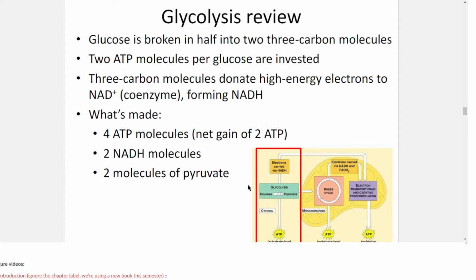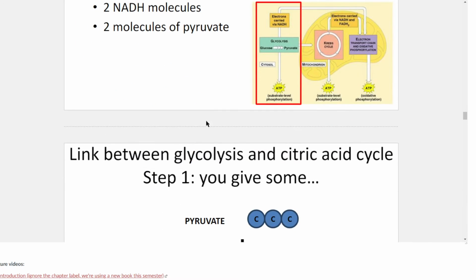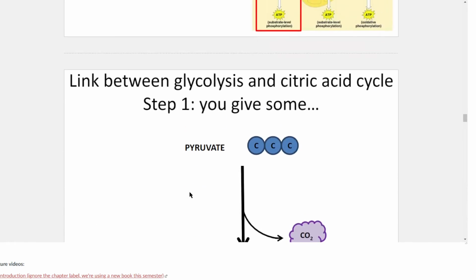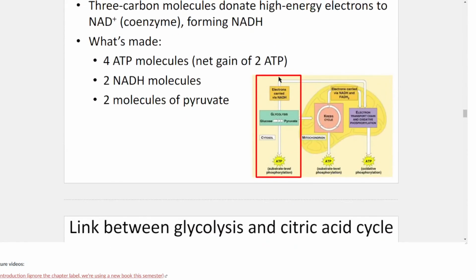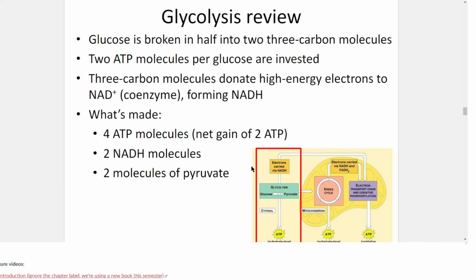So this is every time we break 1 glucose. But every time this happens, we're probably breaking billions of glucose molecules, like right now. Okay, now this is happening in the cytoplasm. Remember this: this is happening in the cytoplasm, not in the mitochondria.